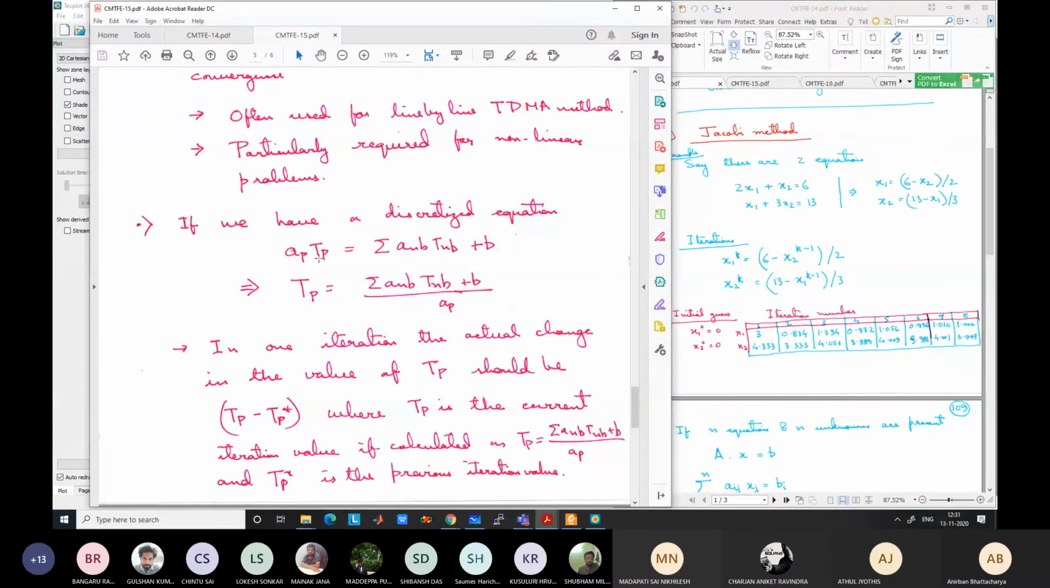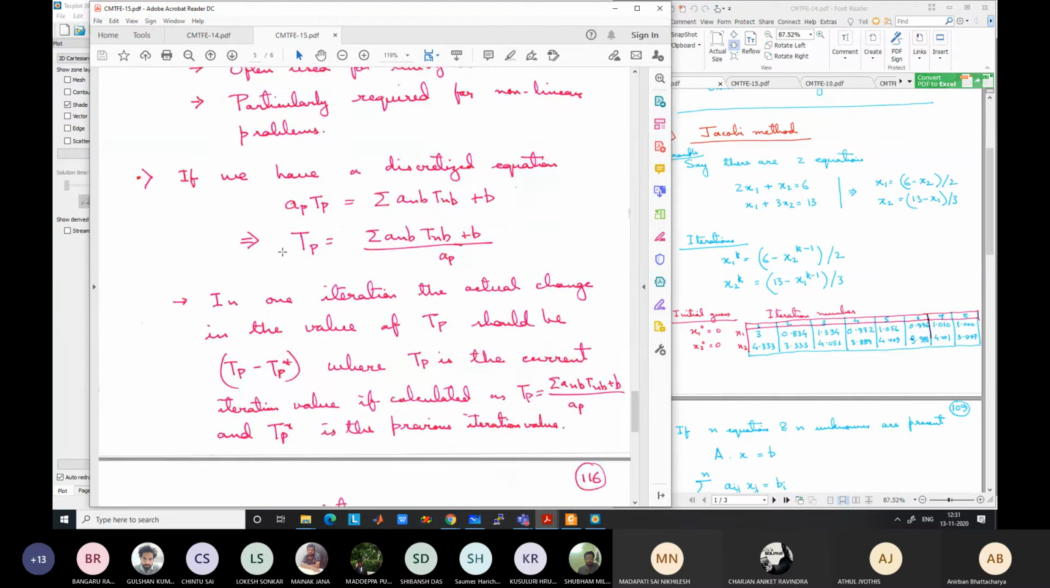So for an iteration, if it is possible to directly calculate the T value, so TP should be equal to summation ANB TNB plus B by AP. Okay, by direct calculation for that grid point. So in one iteration, the actual change in the value of TP should be this value that can be directly calculated in this iteration, where TP is the current iteration value, minus TP star, where TP star is the previous iteration value. Say we already know the previous iteration value for all the grid points.